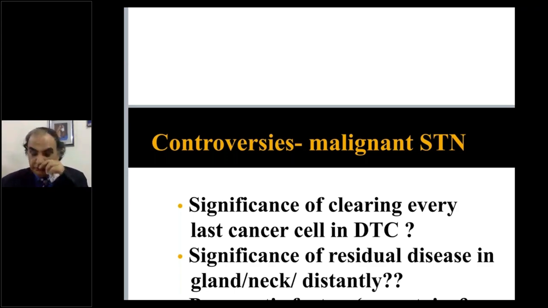A lot of people feel there is no significance of clearing the last cell from thyroid malignancy. So a lot of people feel that you don't need to actually take off the last possible cell. You may not be able to. They also are of the opinion that it may not really matter because the outcome is so good. So even if you have some residual disease, you can treat it by radioactive iodine, especially in a well-differentiated thyroid cancer, so it will respond. And the disease in the neck or in the thyroid gland may not matter.